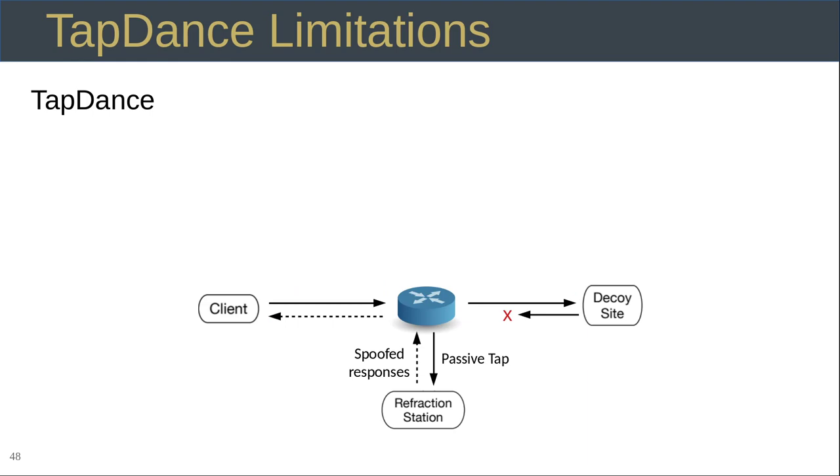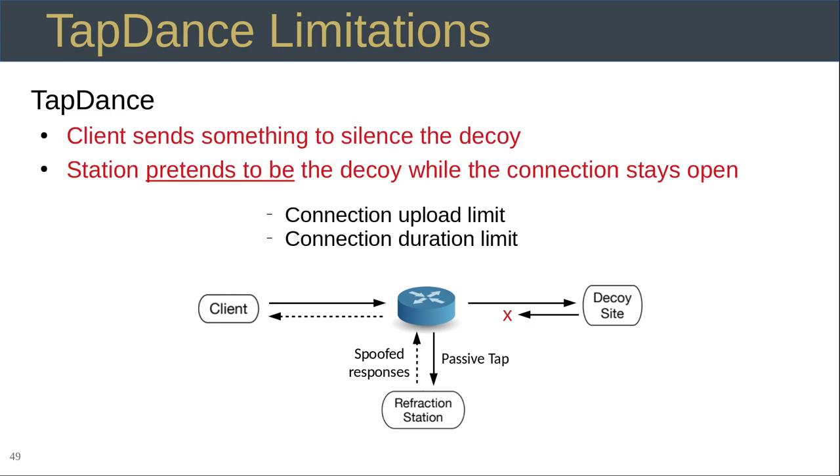A second drawback is tied pretty centrally to the way that the Tap Dance system establishes connections, where the client starts a TLS session and then keeps it open. Decoy sites are not typically known to allow connections to stay open for long periods of time, especially while the clients are uploading data to them continually. So these decoy sites will often, after a fixed period of time or a fixed amount of data, reclaim their resources and terminate the connection, forcing the client to open a new connection. And this is the reason that we had originally chosen to multiplex sessions across many Tap Dance connections.